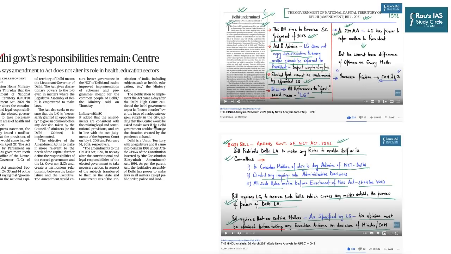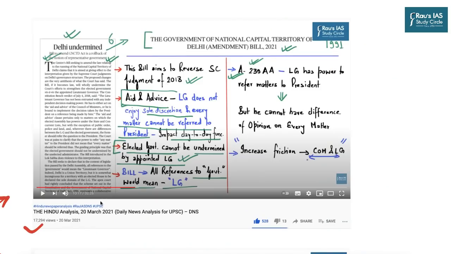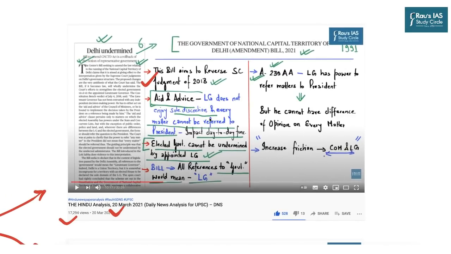And so when we talk about this particular amendment and what it has done has already been elaborately discussed by Naved sir. And so on DNS dated 20th of March, he first began by discussing the need of the bill. Because there was a Supreme Court judgment in 2018 which said that LG does not enjoy sole discretion and every matter cannot be referred to President because ultimately it impacts the day-to-day functioning of the government. And in that same judgment, Supreme Court observed that elected government cannot be undermined by appointed Lieutenant Governor.